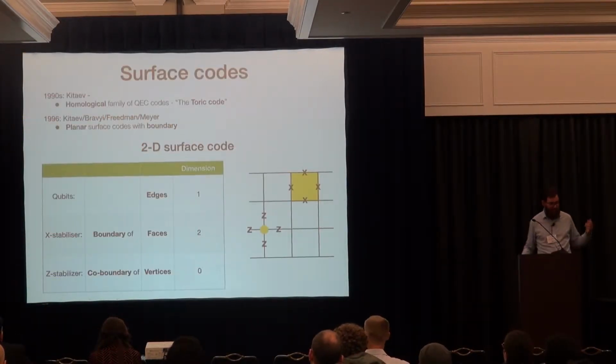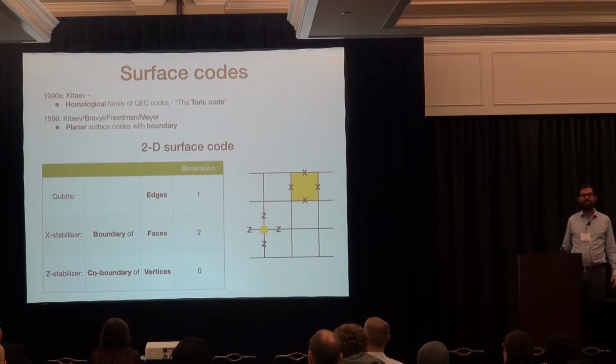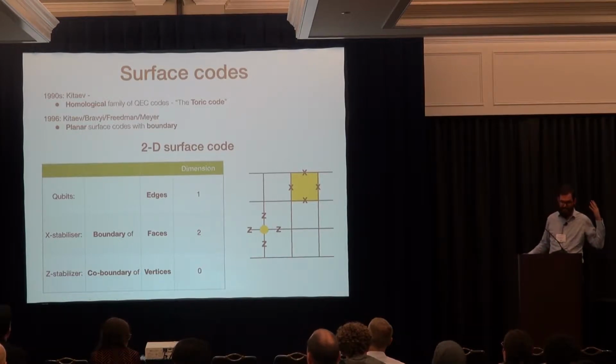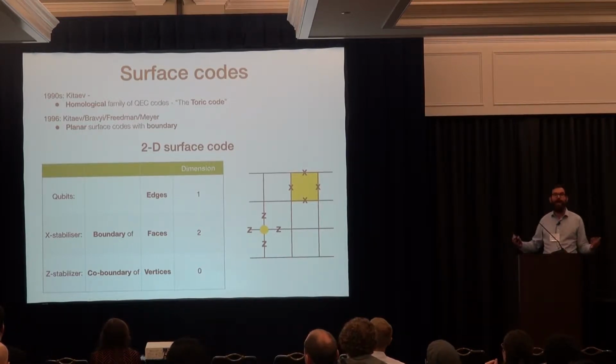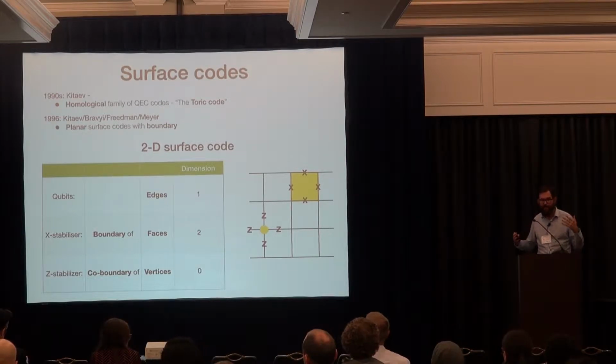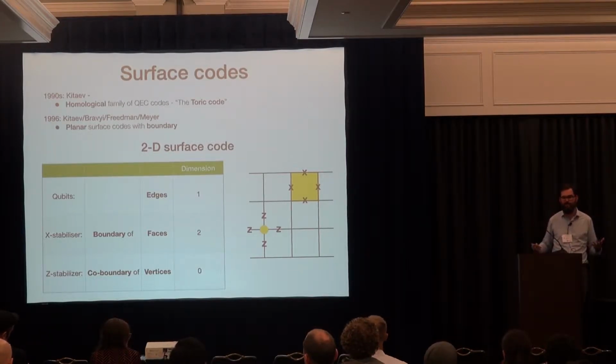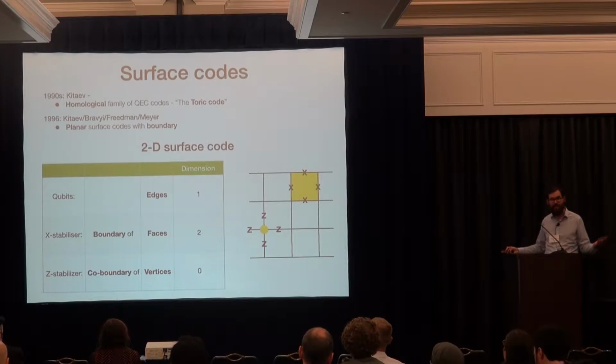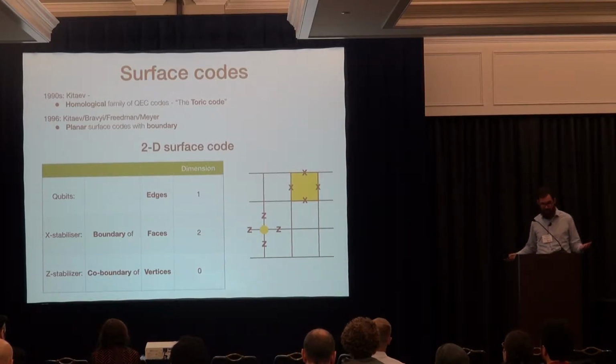But the reason I gave the talk that title is that the 3D surface code hasn't really had much attention over the years. I mean, in Kitaev's initial construction, really 2D, 3D, 4D codes were all included. And it's been known for a long time that the 3D surface code exists. So how do we construct it?